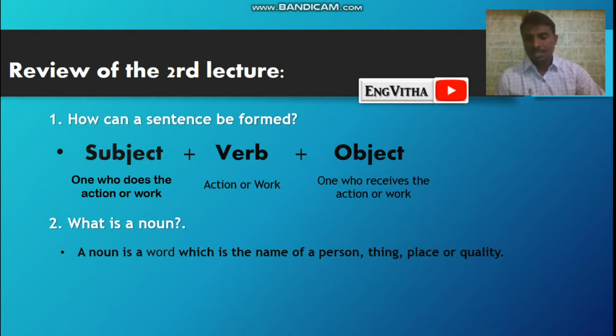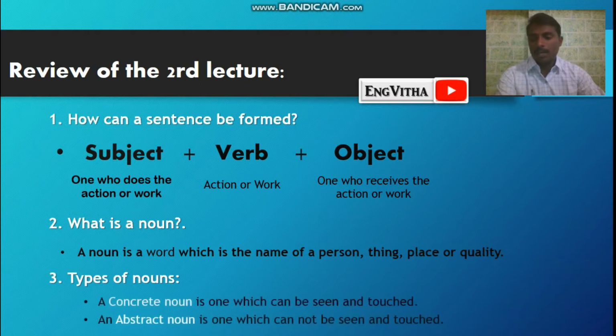While I was teaching what a noun is, I said that whatever the thing is, whoever the person is, if they have names, those names can be considered as nouns. And thirdly, we learned the types of nouns. In the English language, we have two types of nouns. They are concrete nouns and abstract nouns.